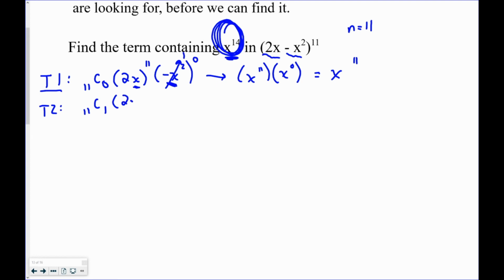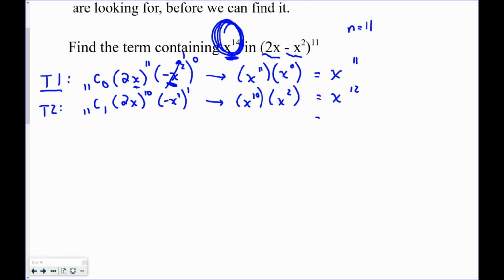What happens? It's this term, right? What's the pattern when we were expanding them out? This power comes down by 1. This power goes up by 1. What's happening to just the x's? You get x to the 10 times x squared. So, back to grade 9, multiplying, add the exponents, you get x to the 12.